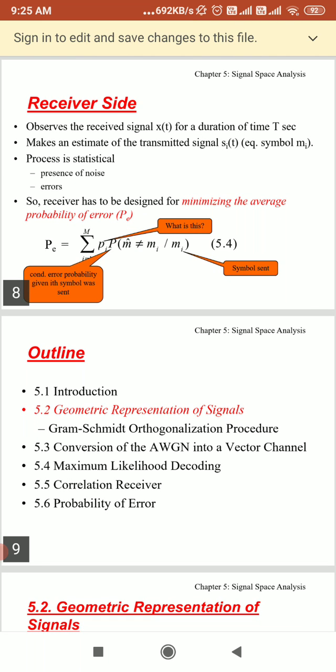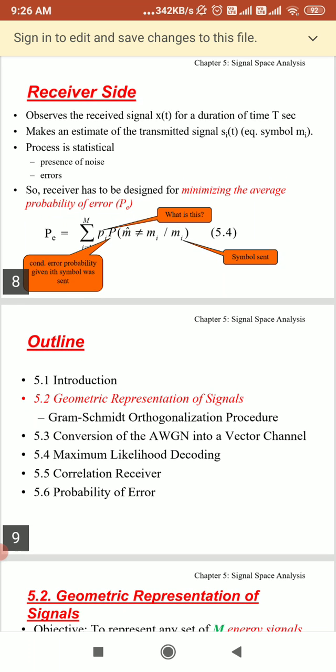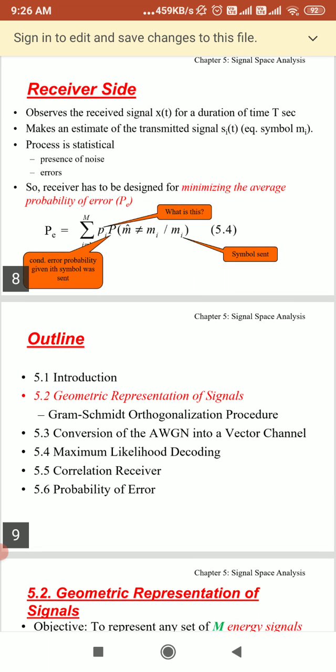So here we can take P of E equal to summation i equal to 1 to m, because we are taking m number of symbols. So P of E equal to summation i equal to 1 to m, Pi times P of m cap not equal to mi given mi. So mi is nothing but the symbol sent. And here it is the conditional probability, given that the ith symbol was sent, because we are taking Pi.